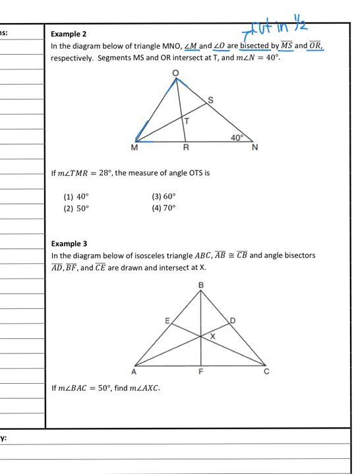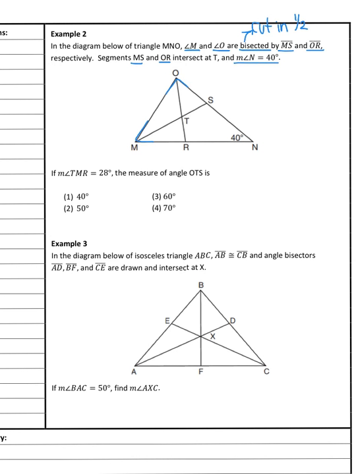Okay, so just keep that in mind, that those angles are being cut in half. So if you know the whole angle O is 100, then they're each 50-50. But we don't know that yet. So respectively, segments MS and OR intersect at T, and the measure of angle N is 40 degrees, which is already labeled on our picture.